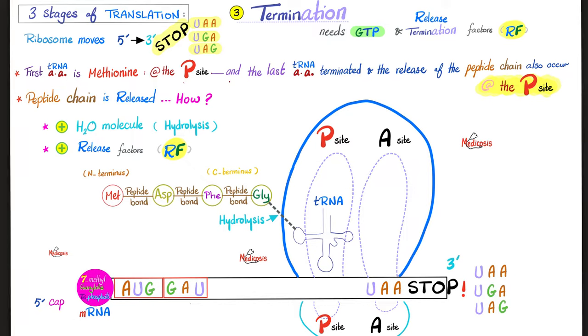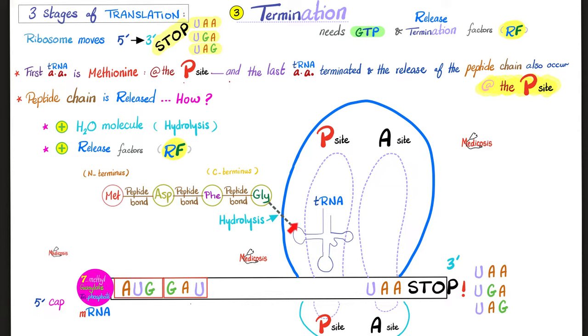Initiation, elongation, and termination. Termination requires GTP and termination factors or release factors. Why did you terminate the chain? Because I encountered a stop codon. Who encountered it? The A site did, which means we cannot put any amino acids here because that's a stop codon, which means the last meaningful tRNA was this one. The last amino acid was at the P site. From cradle to grave, it's the P site, baby.